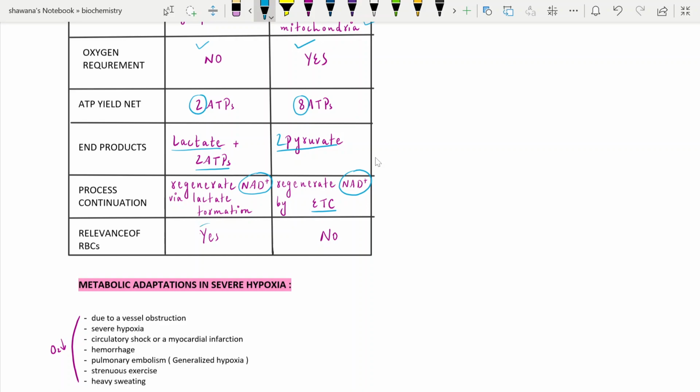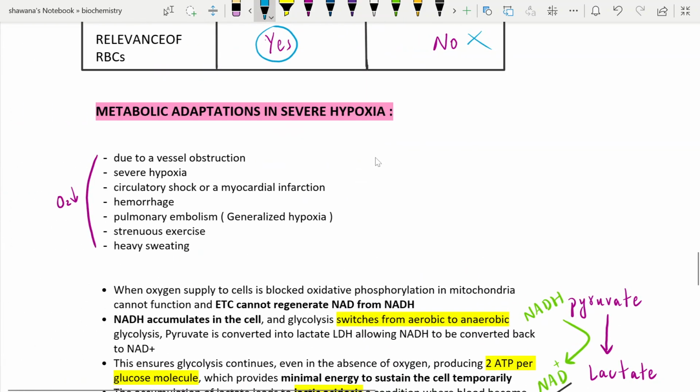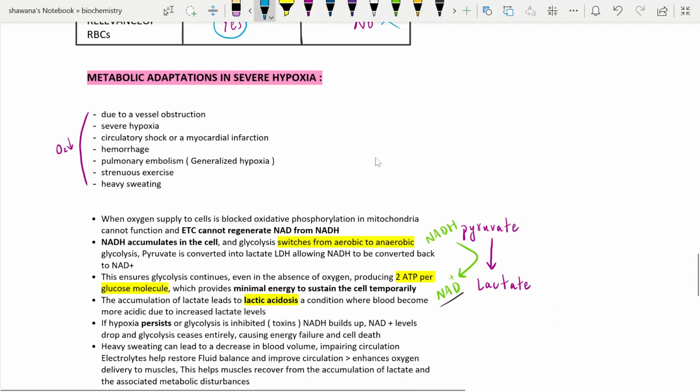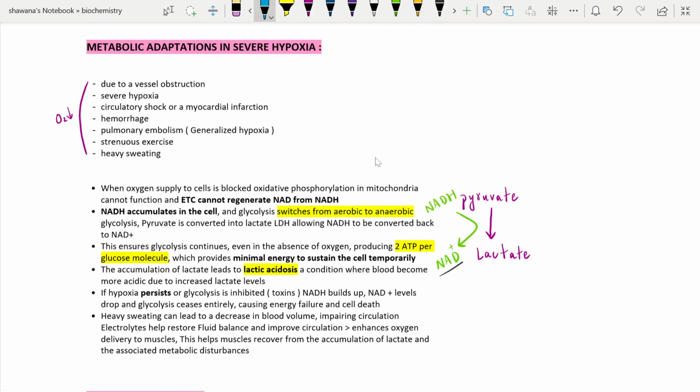Relevance of RBCs: RBCs are solely dependent on anaerobic glycolysis, and RBCs are not performing aerobic glycolysis. In case of severe hypoxia, hypoxia can occur in which conditions? Let's discuss that. First of all, if there is a vascular obstruction, yes, the blood cannot be supplied to a particular tissue, there will be hypoxia. Generalized hypoxia or severe hypoxia.